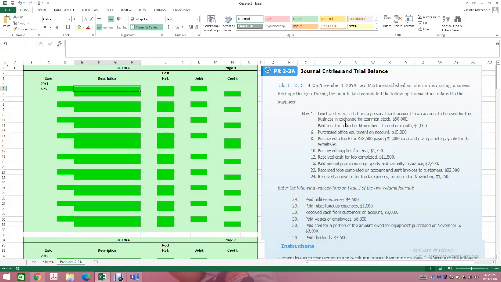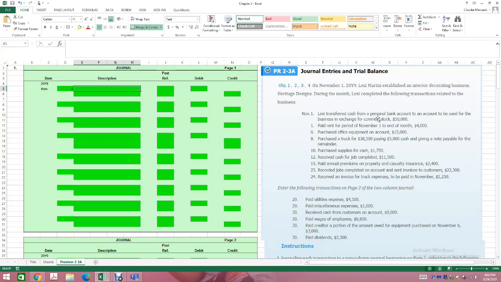Okay, whenever we open up our new business, we have to keep our finances for the business separate than our personal finances. They can't be together. So what happened here is Lexi took money out of her personal account and she opened up a brand new checking account, an account for the business. Okay, and she put $50,000 in there. Okay, now she is an owner of the business, so she issued to herself $50,000 worth of common stock.